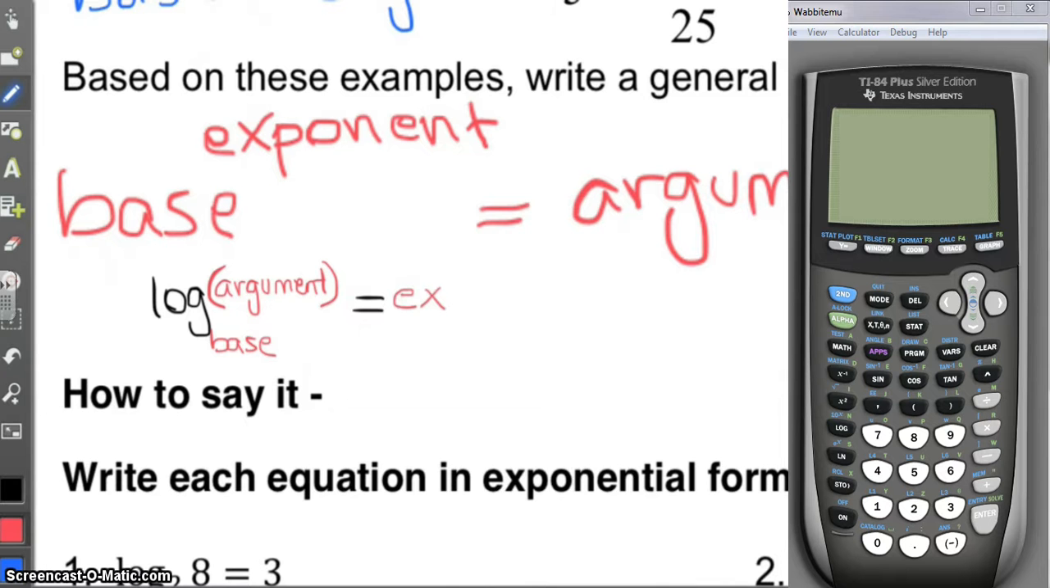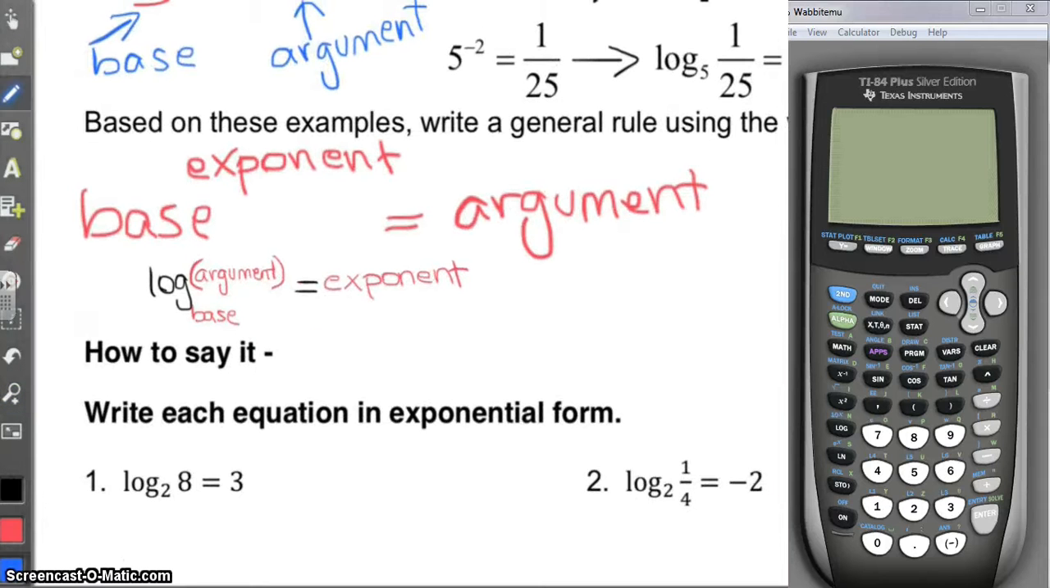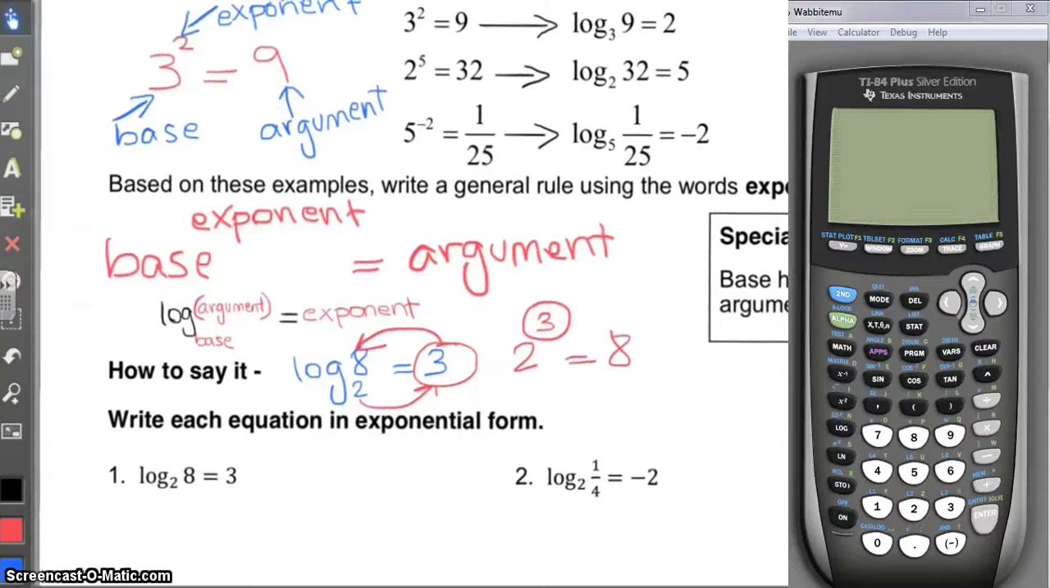So what have you noticed? The log is always the exponent. The answer of the log is the exponent. So how do you say it? When they give you an example like that, you would say log base 2 of 8 is equal to 3. Again, it means that 2 to the power 3 would give you 8. So the answer of the log is always an exponent, as you can see. So let's move on to the next problem.